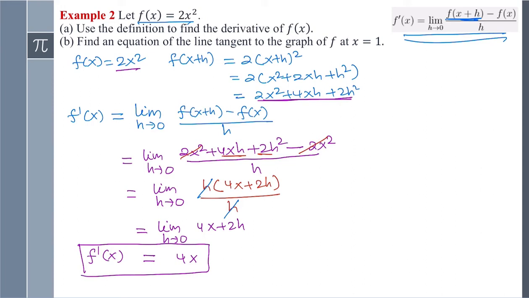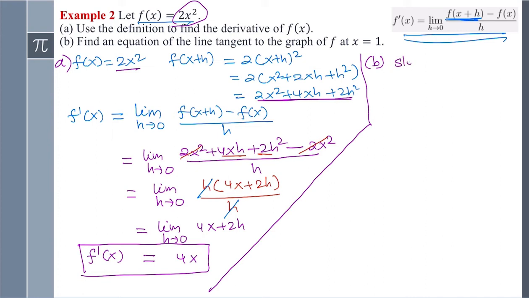Now this is a new function. What does this function represent? It represents the slope on the curve of this function. Now the second part of that question is asking us to find the slope of the tangent line. So this is part A. For B, we need to find the equation of the tangent line, not the slope. So in order to find the equation of the tangent line, we need the slope. So let's go ahead and find the slope.